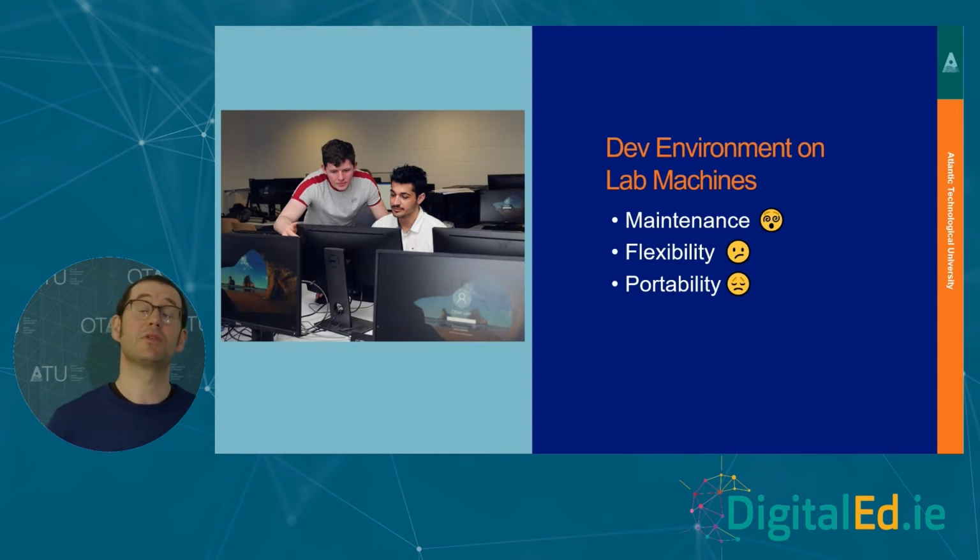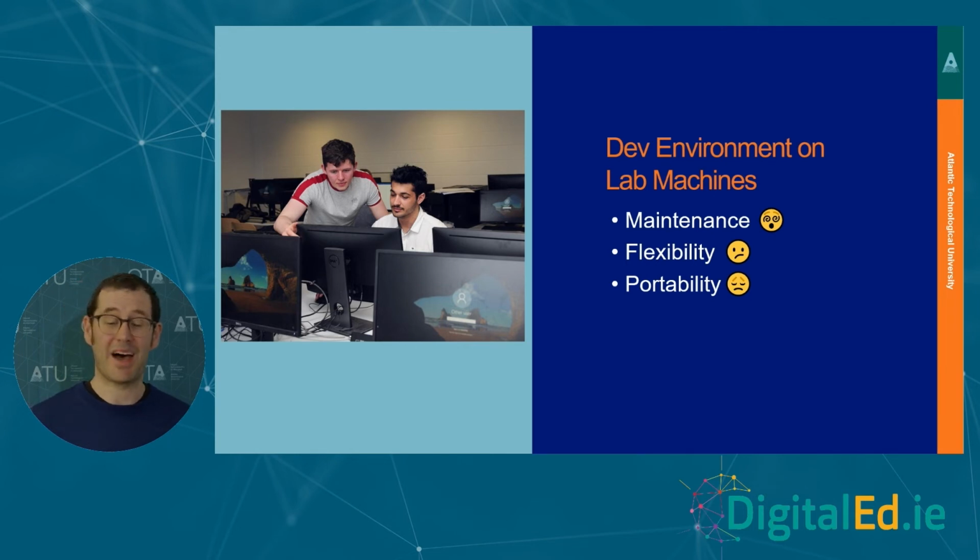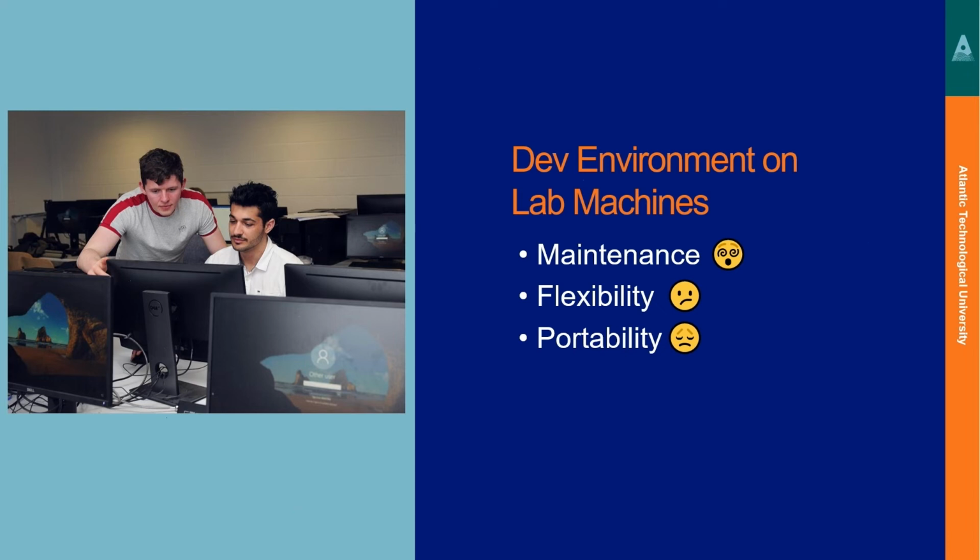So how we typically provide these to our students is we have our lab machines on campus, and we set up development environments on these for all the various modules in our programs. And there's a lot of challenges with this. They can be difficult to maintain. So we have two undergraduate programs in the department, so each of those modules in those programs is going to have its own requirements for a development environment.